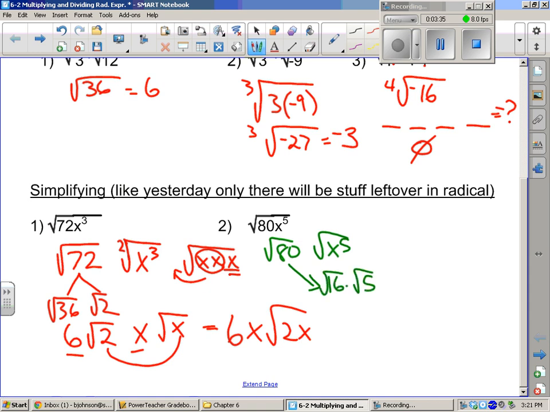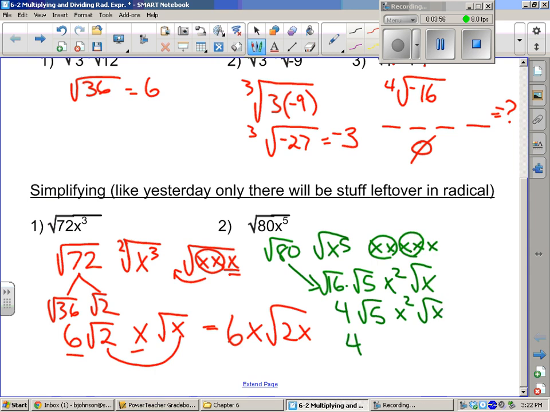And then how many pairs can we take out? 1, 2. With 1 with no buddy. Right, so the little guy has to stay underneath. We get x squared. 2 of the x's come out, and the other guy has to stay under. So this is 4, square root of 5, x squared, and square root of x. Outsides give us 4x squared. Under the radical gives us 5x.